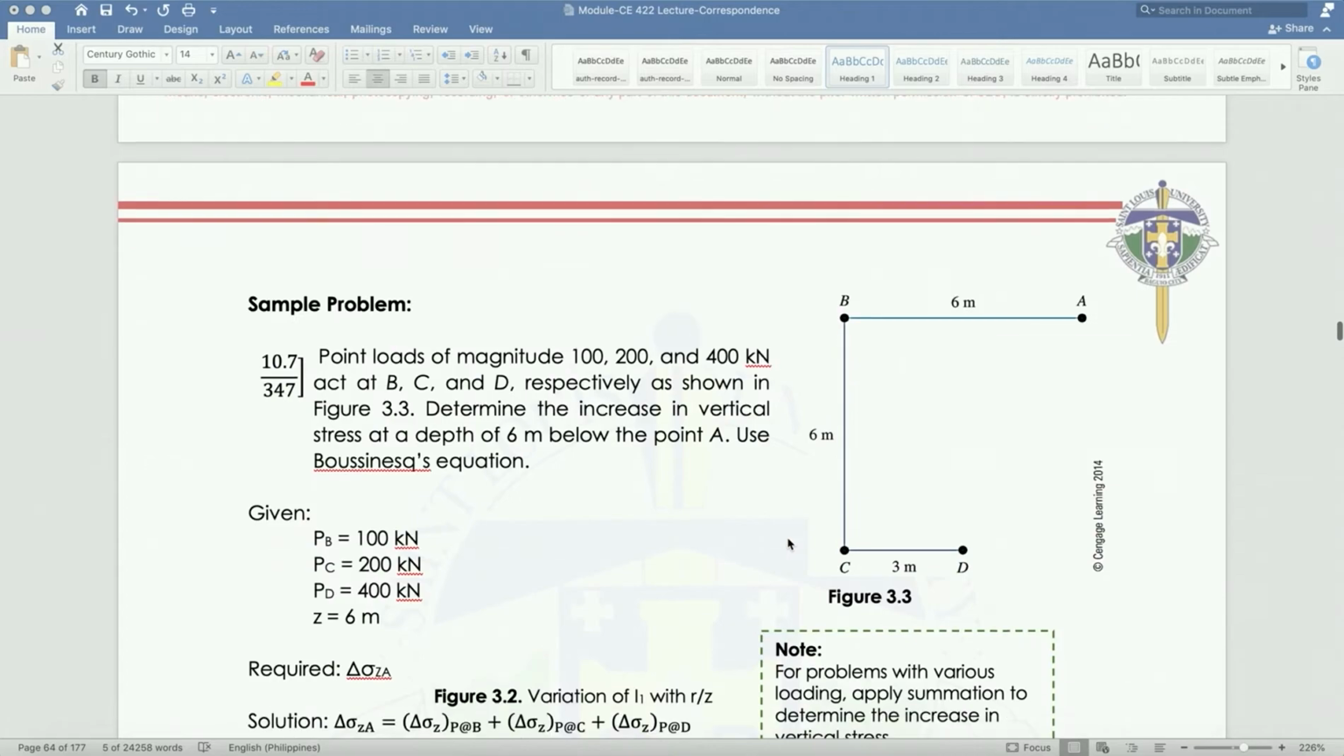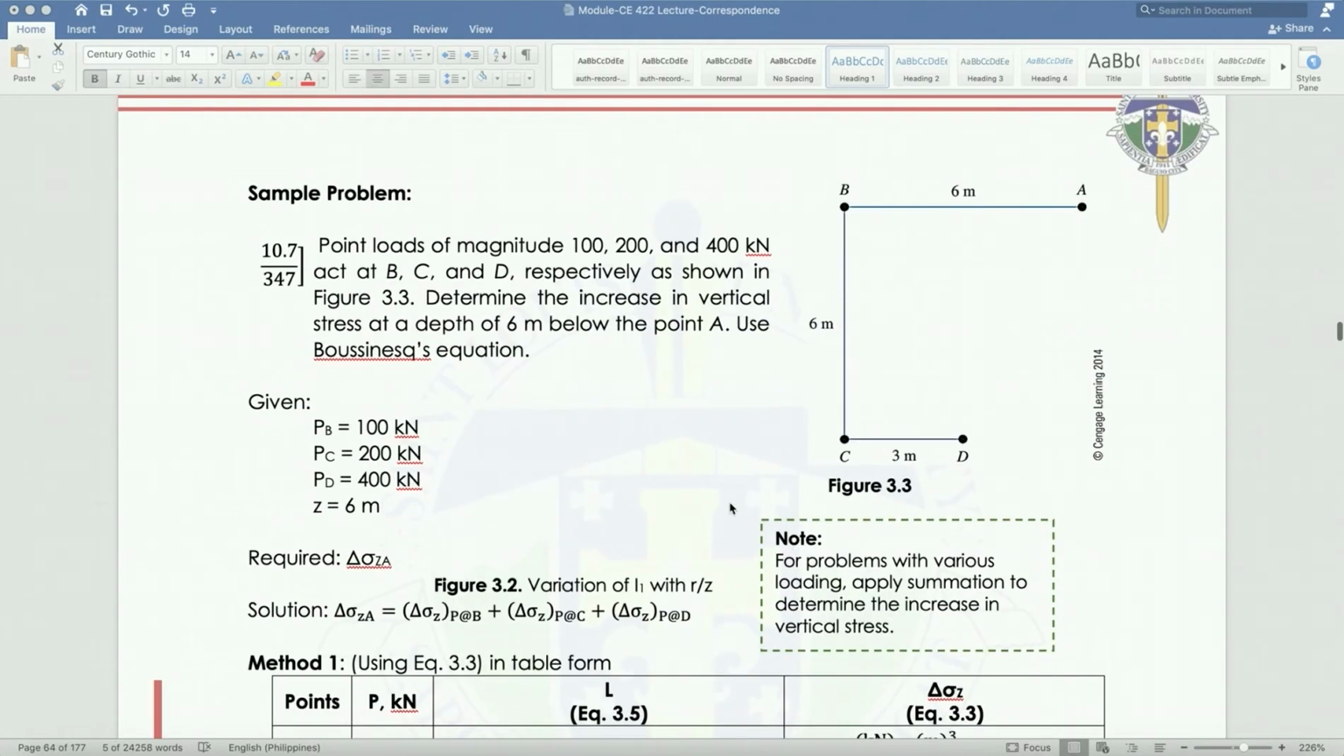Okay? So let's have an example. Problem 10.7 on page 347 of your book. Point loads of magnitude 100, 200, and 400 kilonewtons act on points B, C, and D respectively, as shown in this figure. So we have 100 kilonewtons, 200 kilonewtons, and 400 kilonewtons. Determine the increase in vertical stress at a depth of 6 meters below point A. So we have here point A, and the depth is 6 meters below point A.